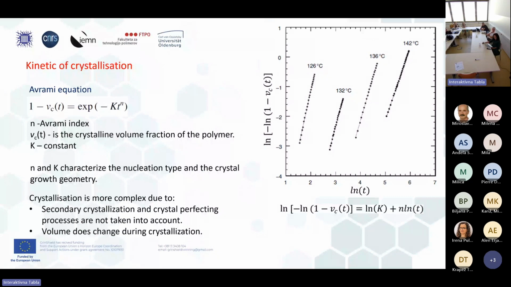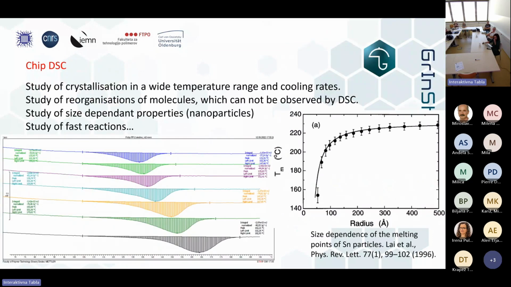Because crystallization is more complex than these Avrami predictions, we have secondary crystallization in polymers and crystal perfection. So the crystal becomes better and better and bigger actually. And at the end we also see that in this picture, and it changes a little bit. However, generally speaking, this Avrami equation gives us quite good results.